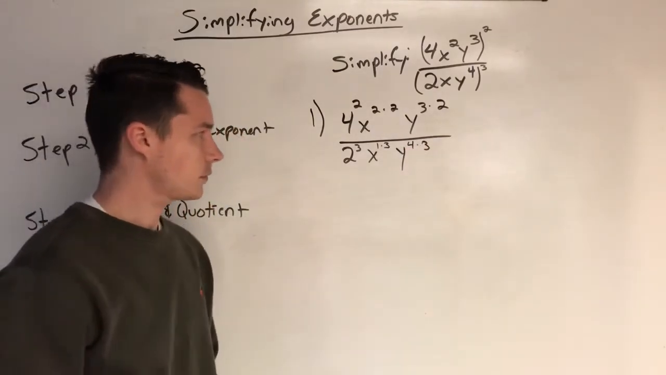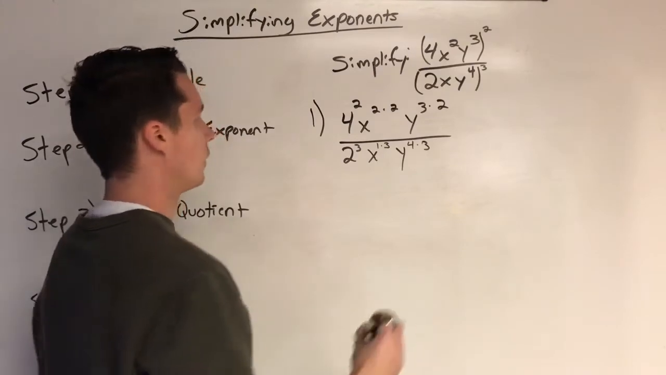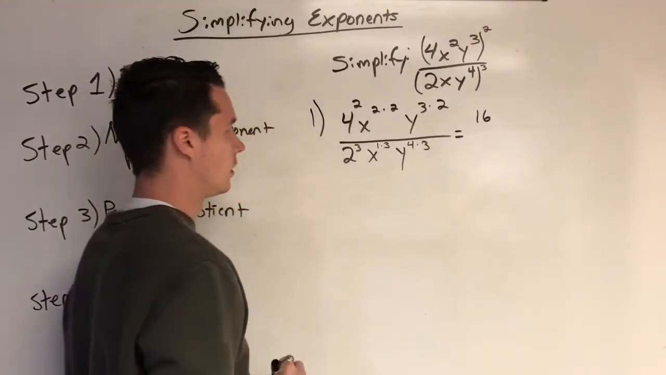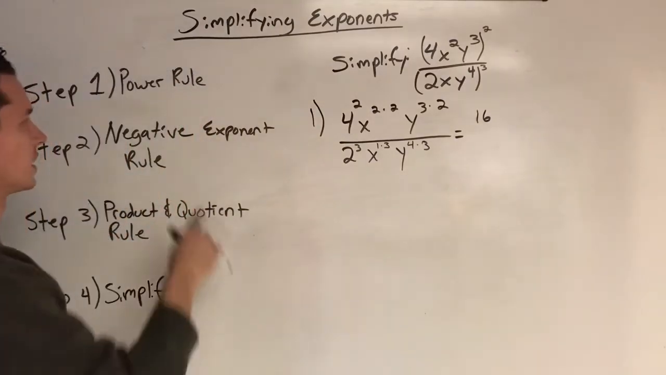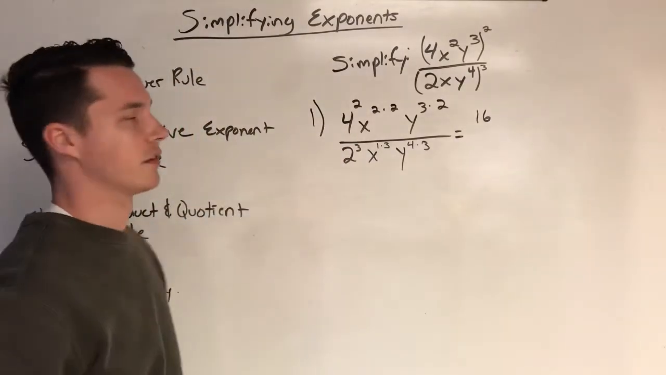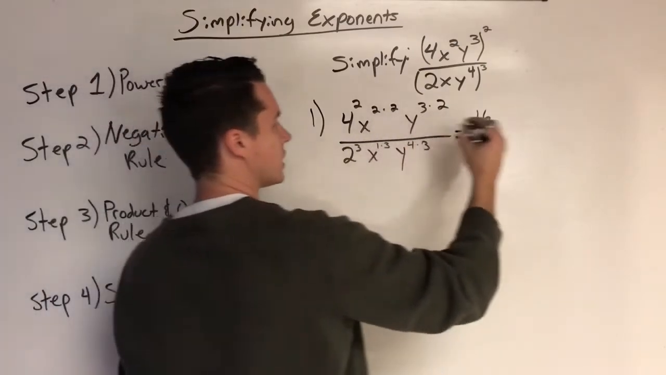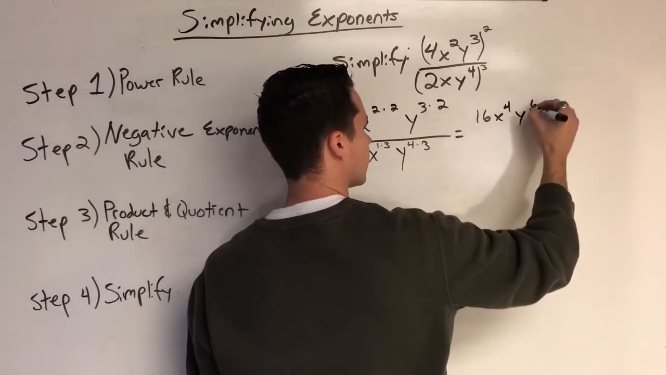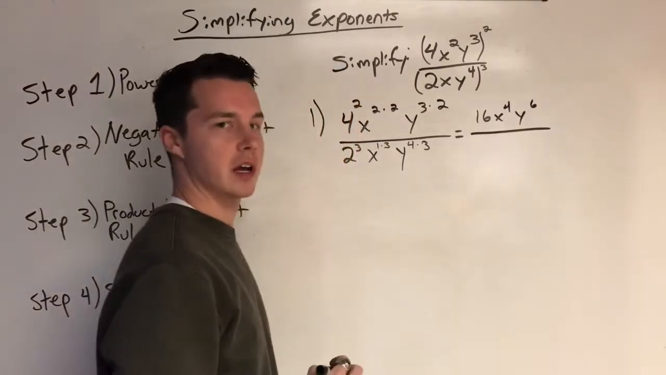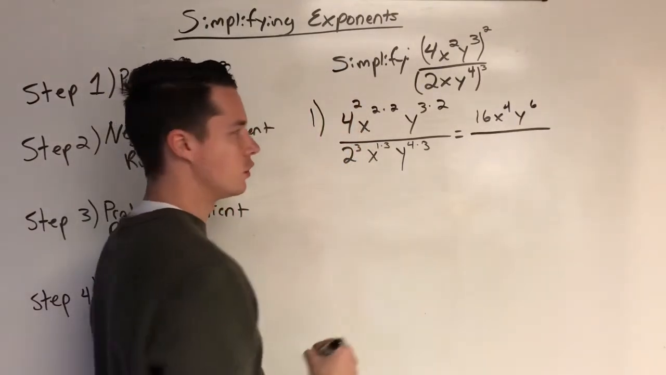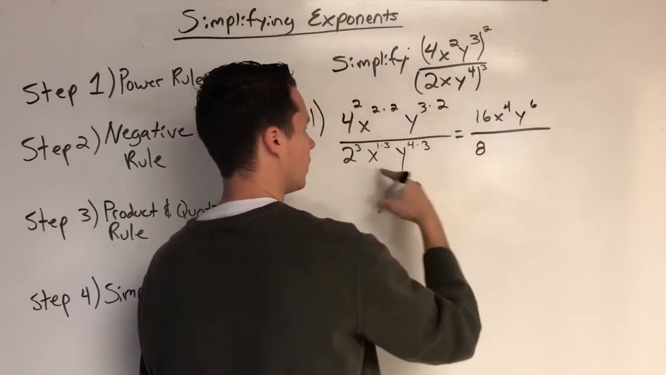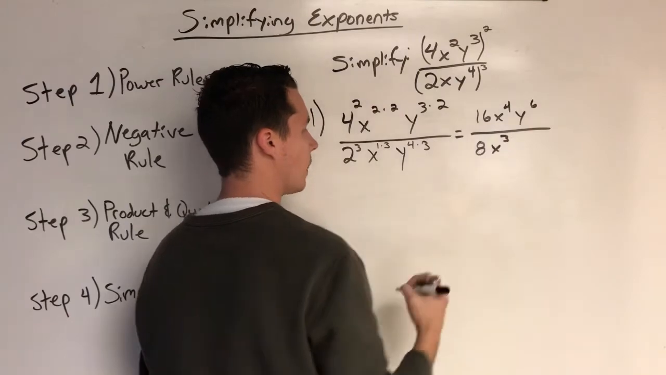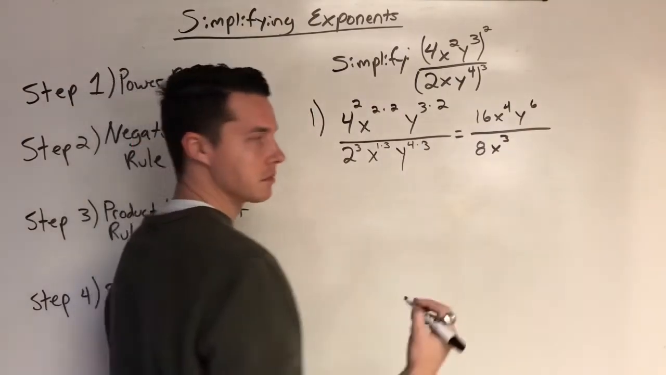Okay. So let's simplify that. We'll have 4 squared. Well, that's 16. Oh, I'm sorry. First of all, step 2 is the negative exponent rule. We're not going to have any negative exponents here, so we're good. 16 x to the 4, y to the 6, all of that divided by 2 cubed. Well, 2 cubed is 8, so we're going to have 8, x to the 1 times 3, 1 times 3, it's 3. And then y raised to the 4 times 3, that's 12.